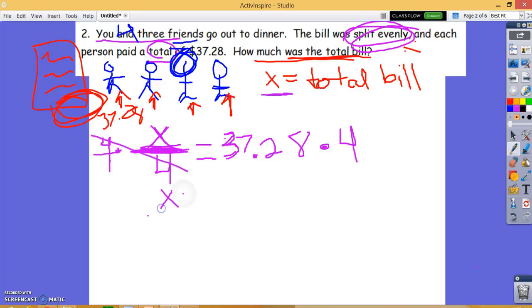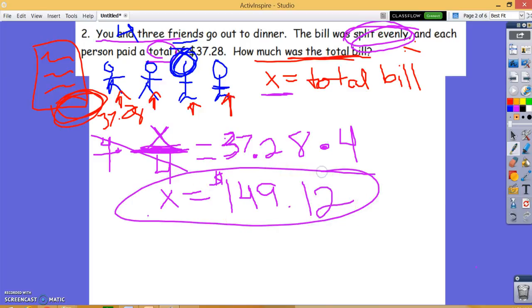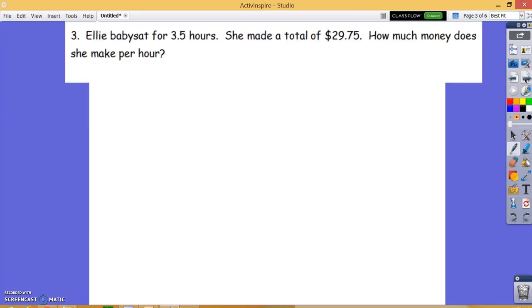So it's going to say x equals $149.12. So that is my total bill. If I were to split that between 4 people, we would each have to pay $37.28. So I know I'm right. My dollar sign there was my label. So I'm all done.